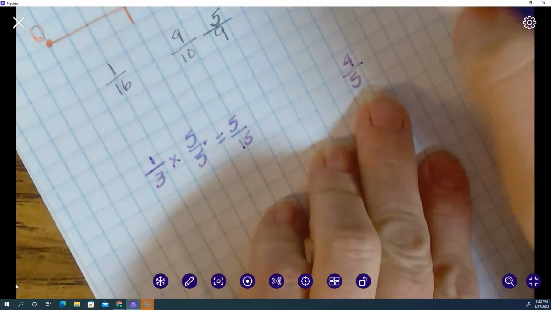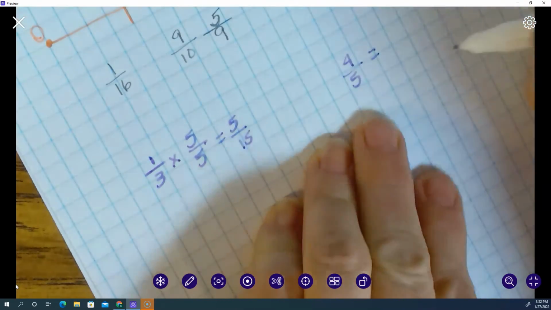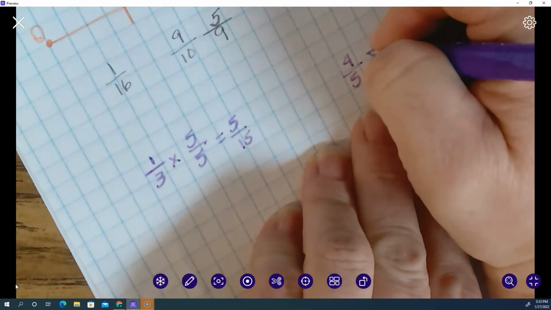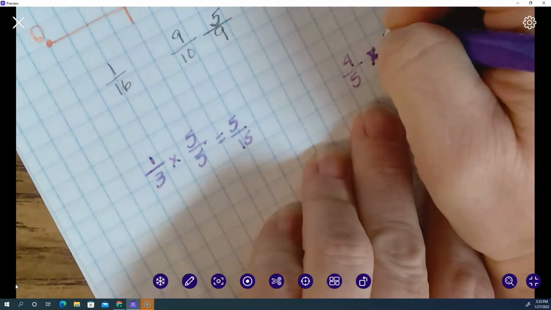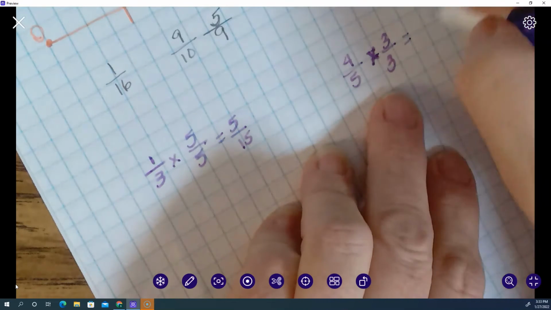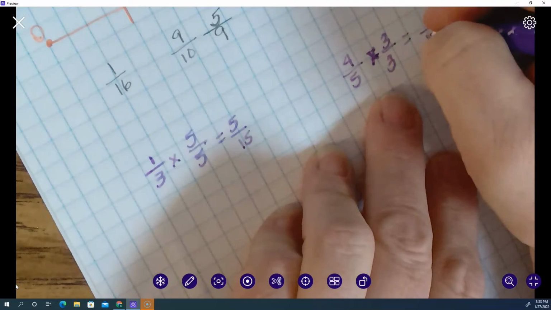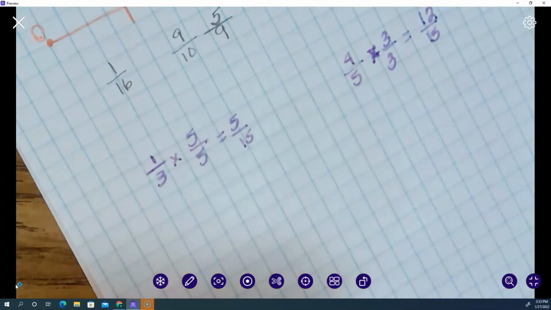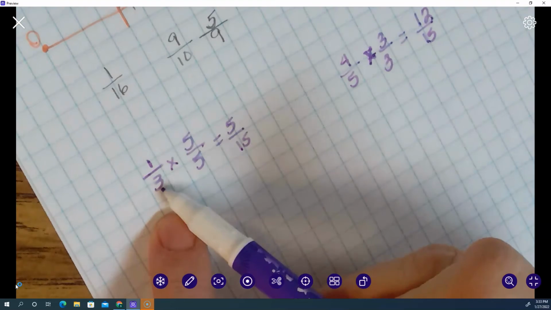1 times 5 is 5. All right, let's work on an equivalent for 4/5. I'm getting to 15. I know that it's 5 times 3. So over here, oops, it's going to be 3 that I'm multiplying by. 5 times 3 is 15. And 4 times 3 is 12. So I have 5/15 is equivalent.